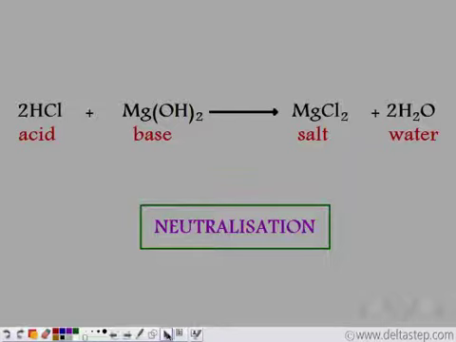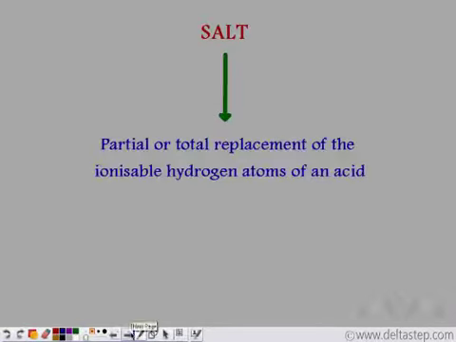So whenever an acid reacts with a base, it forms a salt. And this reaction is known as a neutralization reaction. So how do we form salts? Salts are formed by the total or the partial replacement of the ionizable hydrogen atoms of an acid by metallic ions. So whenever there is a total or a partial replacement of the ionizable hydrogen atoms of an acid, what we get is a salt.